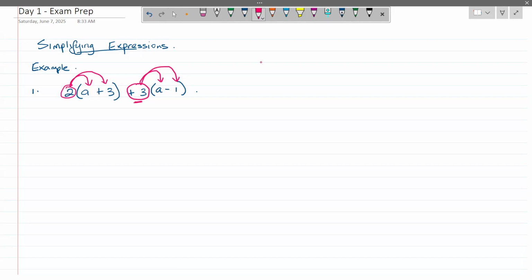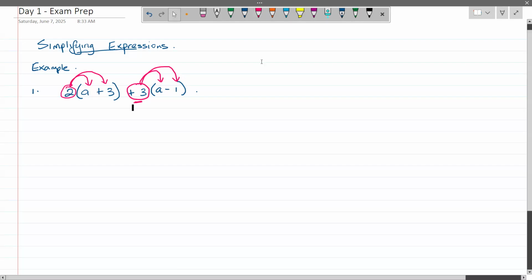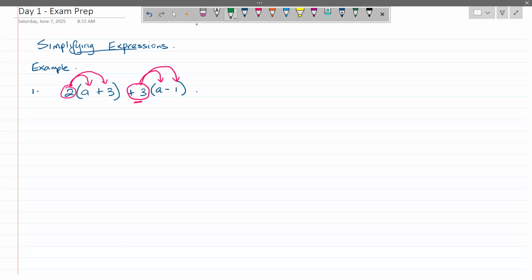So this is a positive 3 multiplied by a, as well we're going to be multiplying positive 3 by negative 1. So if I expand these brackets, what I'll get is 2a. 2 by a will give me 2a. 2 by positive 3 will give me plus 6. Plus 3 by a will give me plus 3a. A plus by a minus.